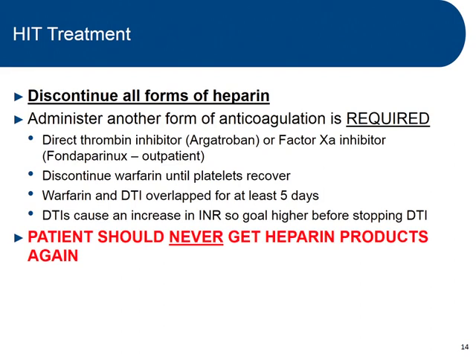A DTI is a direct thrombin inhibitor. We're going to talk about those in a few moments. So that's an appropriate drug. That's the most common drug that would be used to continue anticoagulation for these patients who are experiencing HIT from heparin. Another drug that could be used is a factor Xa inhibitor. If the patient's on warfarin, it has to be discontinued until platelets recover.